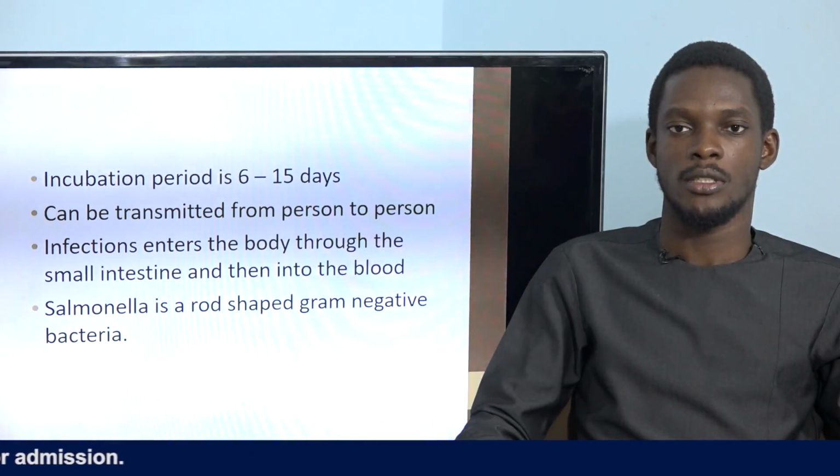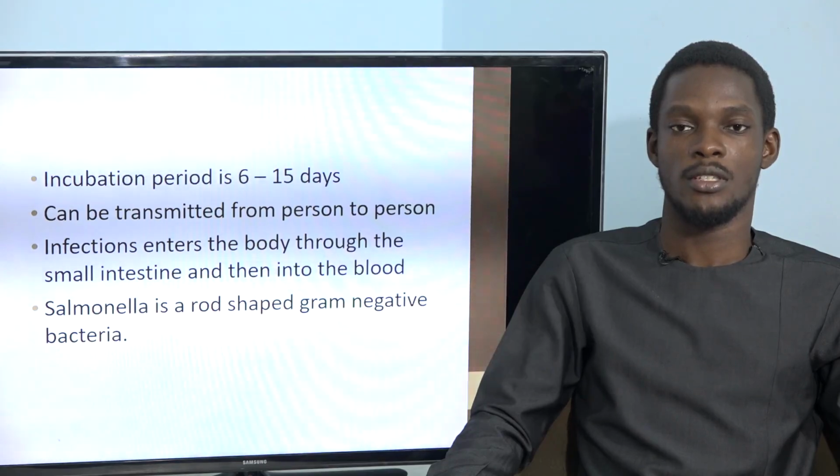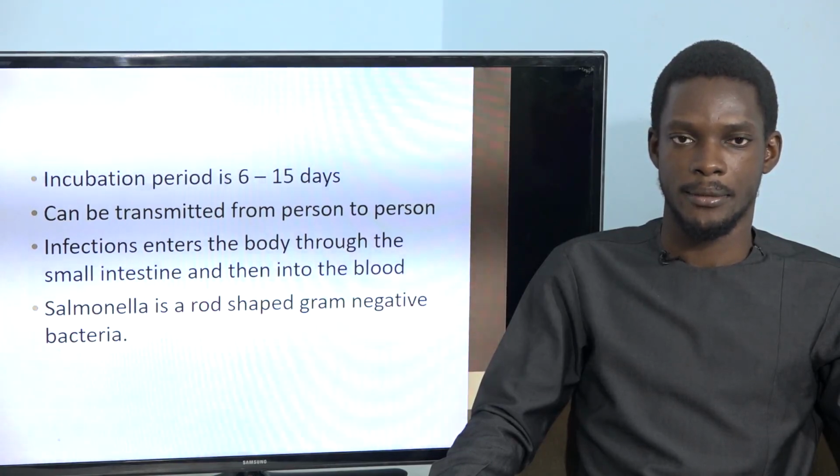Infections enter the body through the small intestine. That is to say, they are absorbed into the body through the small intestine, then into the blood to affect the various organs. Salmonella is a rod-shaped, gram-negative bacteria.